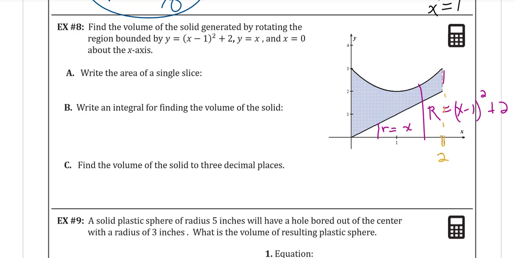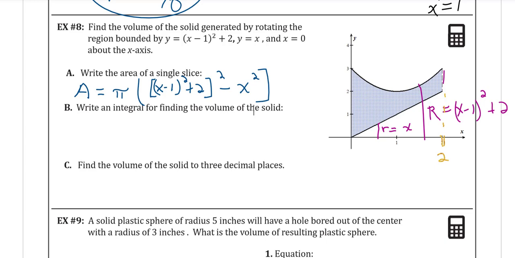So the first thing we're supposed to do is write the area of a single slice. So the area is going to be pi times my larger R, which is going to be (x minus 1) squared plus 2, and we're going to square that. And then minus our x squared. So that is our area.